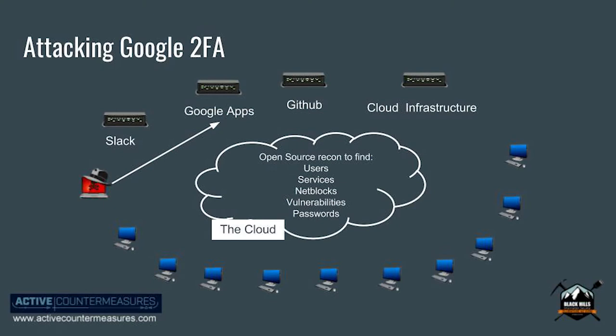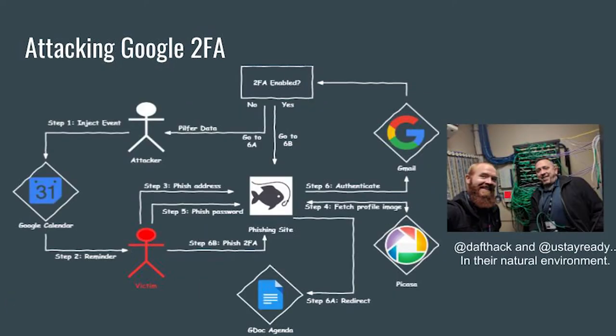CredKing didn't work. Now let's talk about attacking Google two-factor authentication, because this is really a cornerstone for this entire attack. I'm also going to talk about defenses against Office 365 as well. When we attack Google two-factor authentication, there's a tool that we created called CredSniper. We just did a blog post on it yesterday, as a matter of fact, and we got a lot of hits on it already.